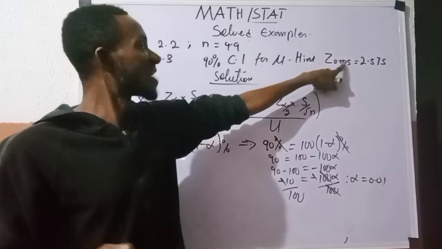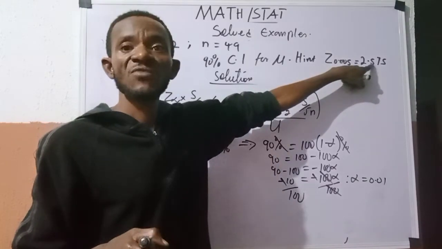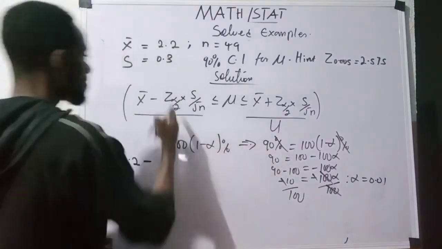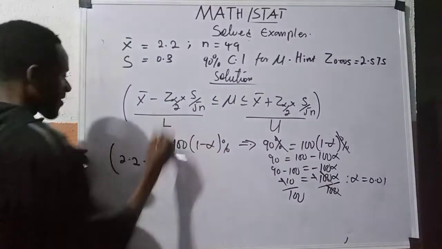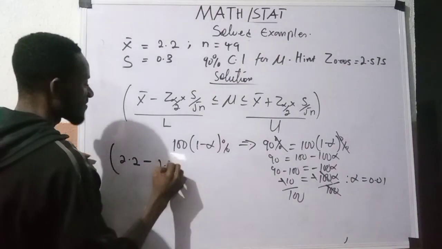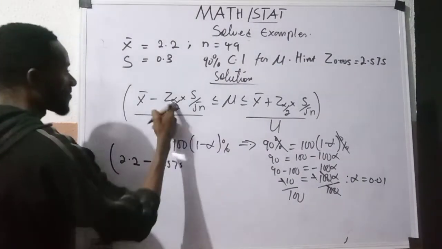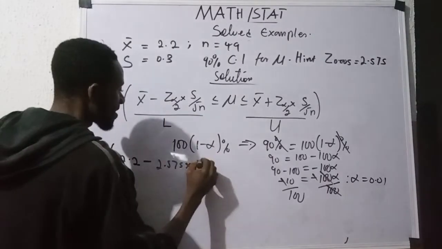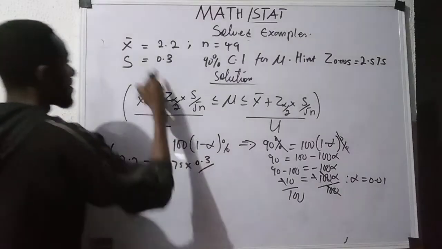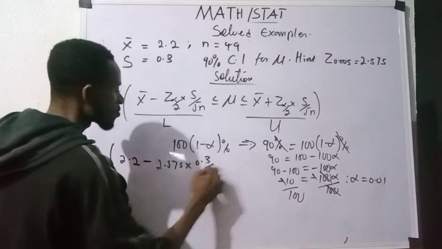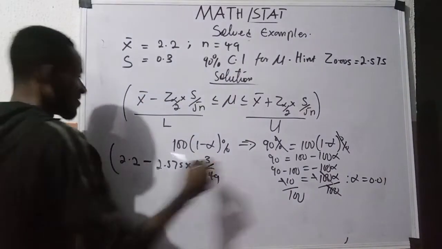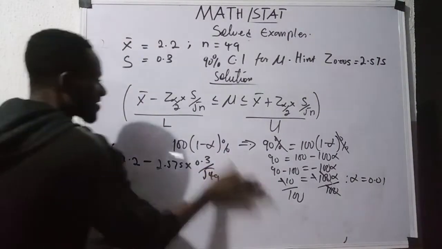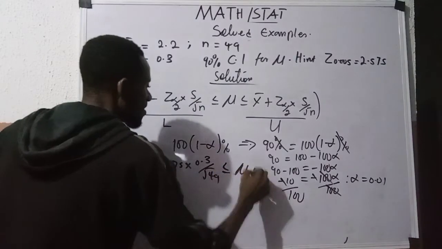Of course, we have been given the value for this 0.005, which means in place of this, I am going to use that value. So I'll say minus 2.575, multiplied by my S, which is 0.3, all over my n, which is 49, so you take the square root of 49. This is now for my U, which I will say is less than or equal to.